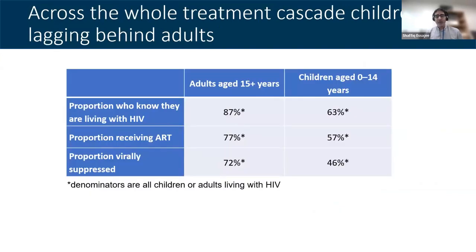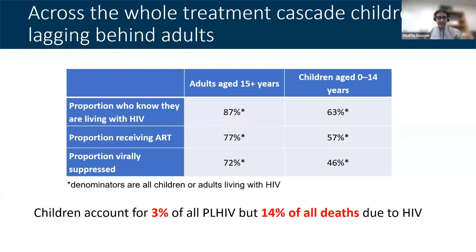Nandita also shared all of these statistics with you, so I won't belabor them. But the point here is that across the whole cascade of care, from testing to treatment to maintaining viral suppression, children are 20 or 30 points behind their adult peers. And that explains why, although children are only about 3% of all people living with HIV, they account for 14% of all deaths due to HIV.